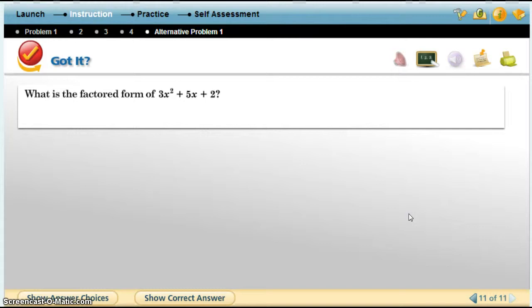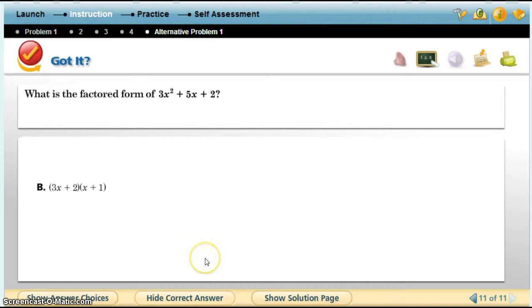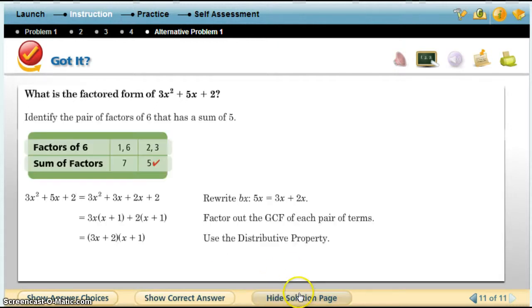Now, I'm not giving you the answer choices like the other problems. I want you to factor through this. So pause the video and factor this trinomial. Okay, hopefully you've got your answer there. The correct answer to this is the binomial 3x plus 2 times the binomial x plus 1. Obviously, if your binomials are switched, not a big deal, you still get the same answer. You just have to make sure that you're factoring out the greatest common factor.